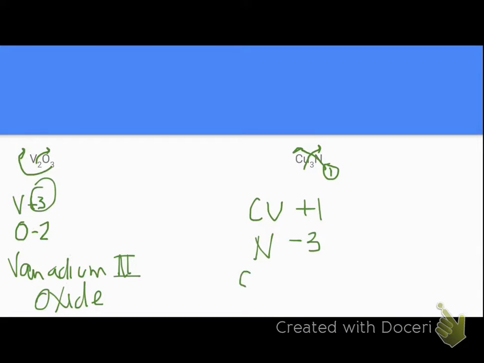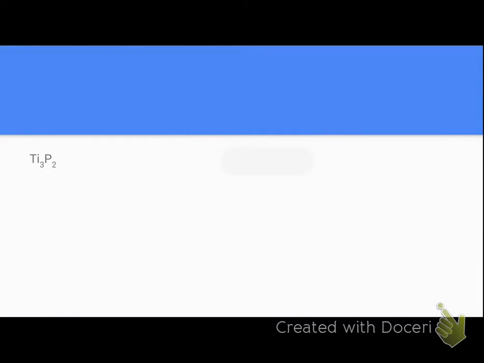So now we just name. So this is copper 1, and N is nitrogen, but remember my ending on my anions changes to nitride. So copper 1 nitride. Again, have to have these charges. Copper can be more than one charge. We have to indicate which one it is. All right, take a look, pause, and try these on your own and see how you do.